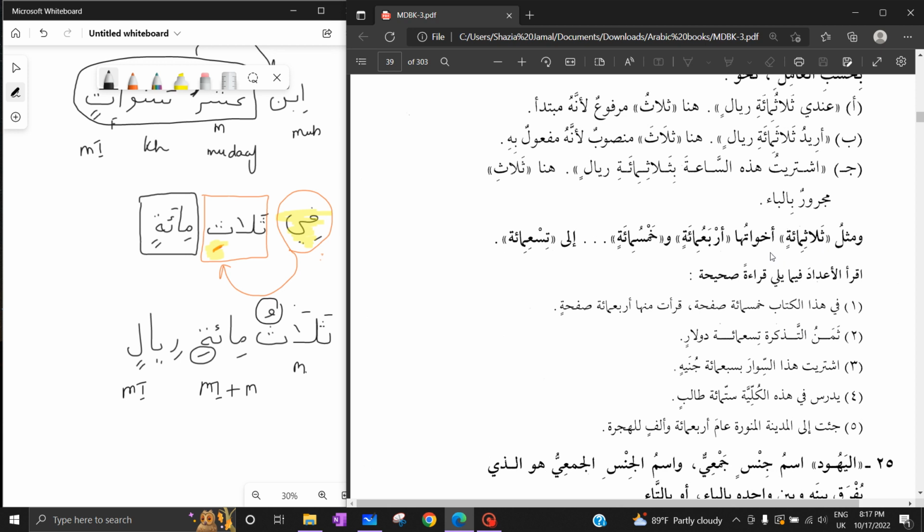Mithlu thalasi mi'atin akhawatuha arba'u mi'ati wa khamsu mi'ati ila tis'i mi'ati. Now from 3 to 9, like from 300 to 900, the rule is the same. اقرأ الأعداد فيما يلي قراءة صحيحة. قراءة is a مصدر meaning reading, and صحيح means correct. It means read the numbers that follow with correct reading, or read the following correctly.